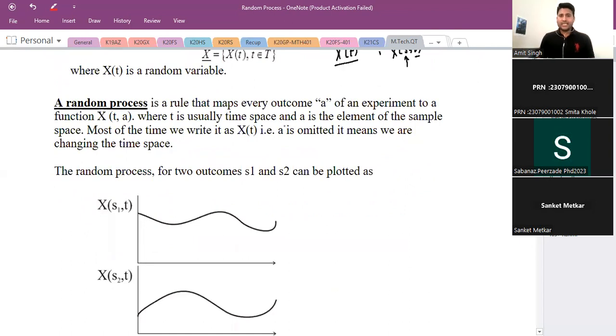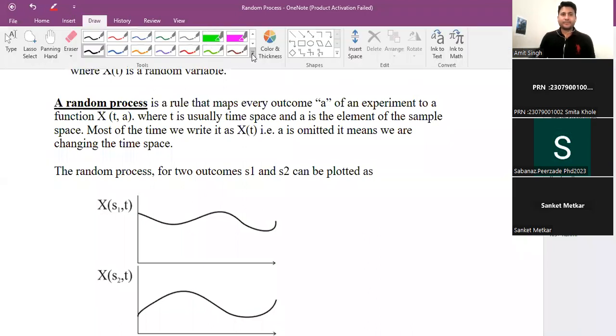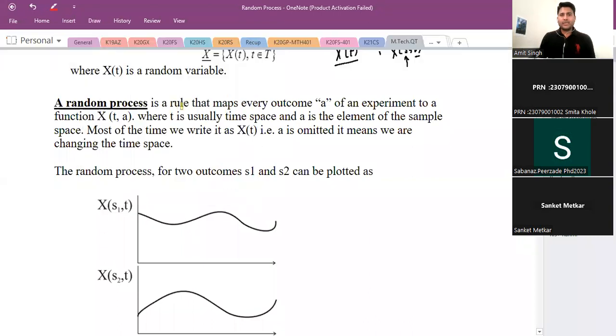Now, let us take one more definition. It says that a random process is a rule that maps every outcome of an experiment to a function X of t, a, where t is the index variable as discussed, but it may be any other index variable also. And a is the element of the sample space.